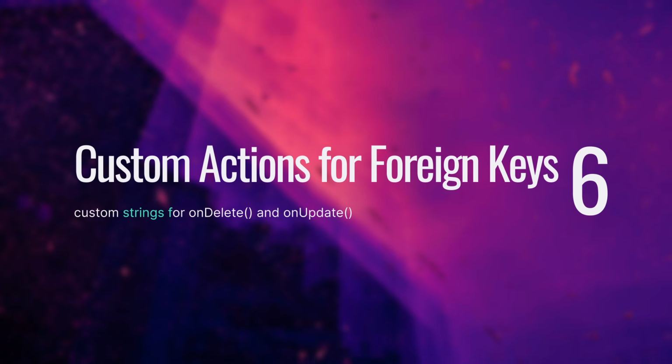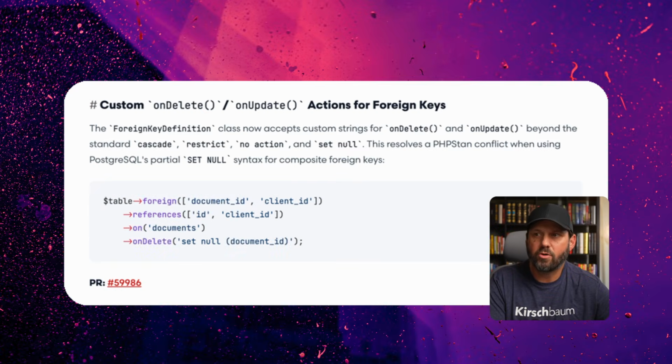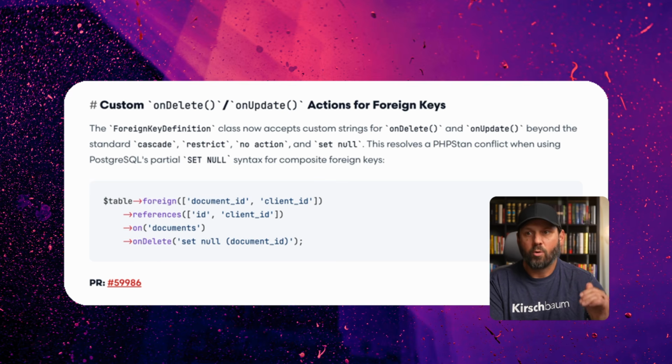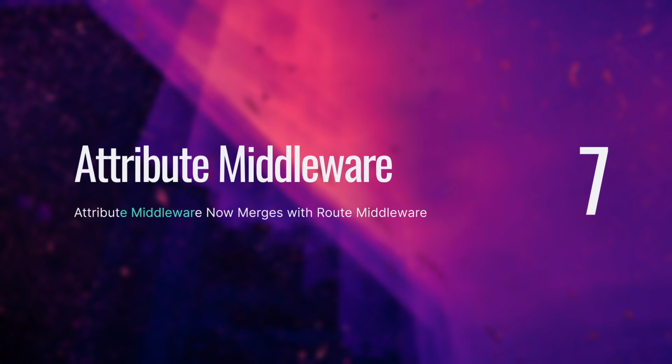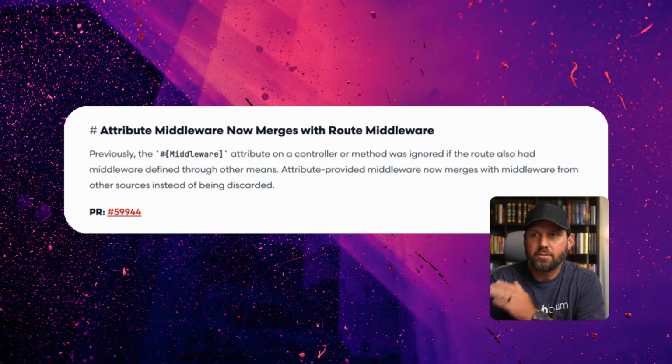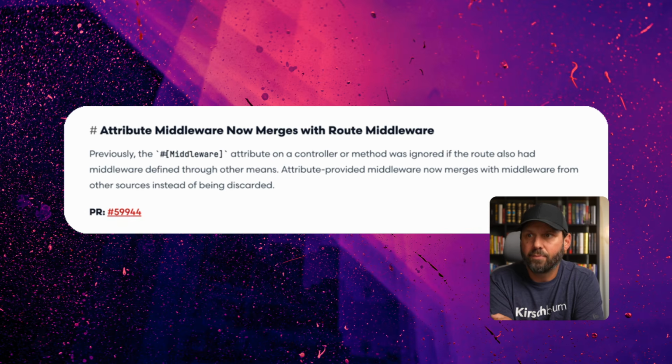The ForeignKeyDefinition class now accepts custom strings for onDelete and onUpdate beyond the standard cascade, restrict, no action, and set null. This resolves a PHPStan conflict when using Postgres partial set null syntax for composite foreign keys. Attribute middleware now merges with route middleware. Previously, the middleware attribute on a controller or method was ignored if the route also had middleware defined through other means. Attribute-powered middleware now merges with middleware from other sources instead of being discarded.